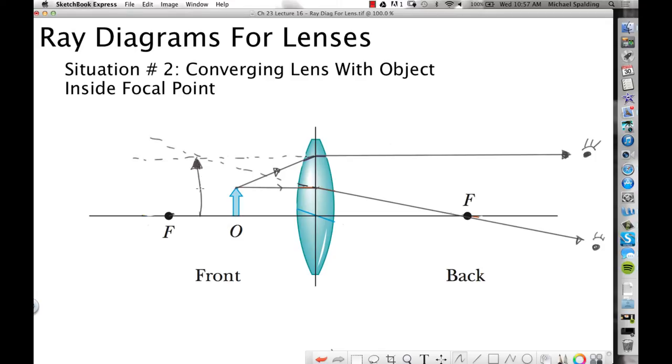So look, what did we find out about this image? Is the image in front or back of the lens? It's in front. Is it bigger or smaller than the object? Bigger. It's upright, and it's virtual. Okay. Now let's do the third ray.